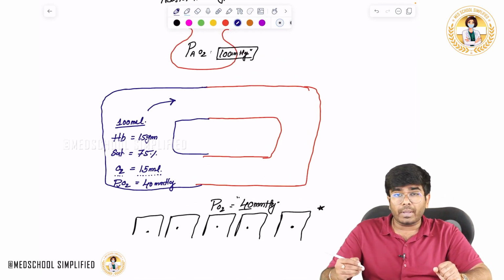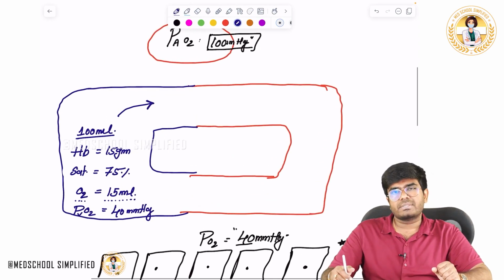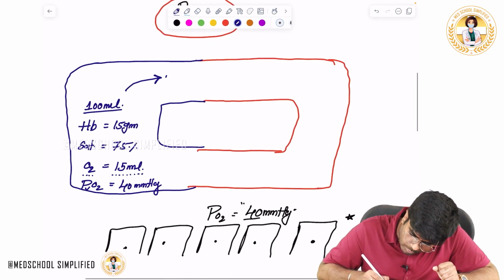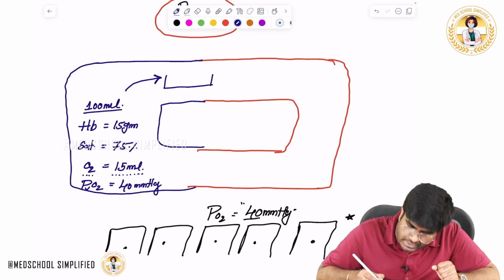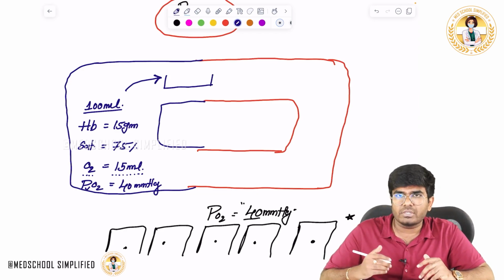Now, this venous blood is coming to the lungs in the pulmonary capillaries. So what happens now? See here, this is the hemoglobin molecule coming. This is the deoxygenated hemoglobin, not oxygenated hemoglobin, because this is venous blood.